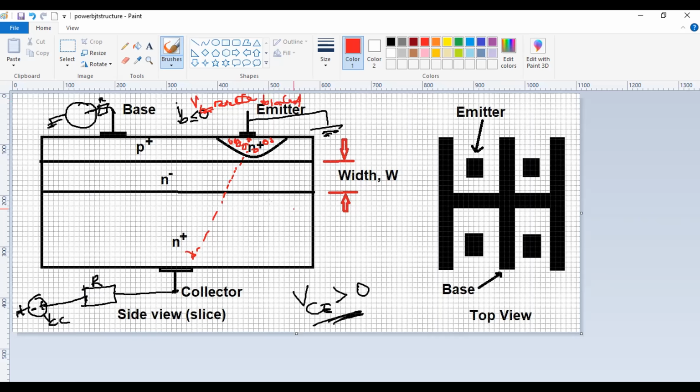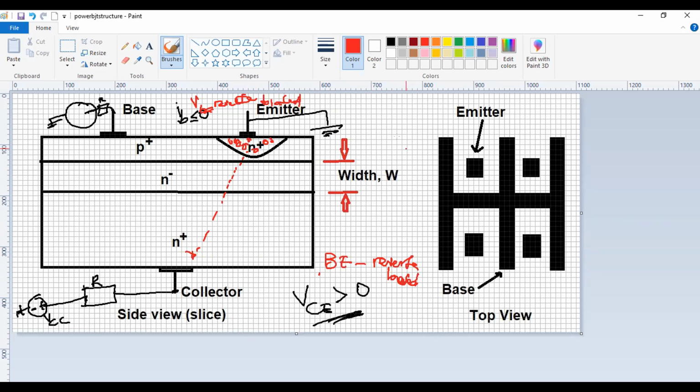So that is basically if we are talking about cutoff. Although I'm keeping VCE as positive, that BE junction is reverse biased. So there's no current flowing, so our switch is basically open.